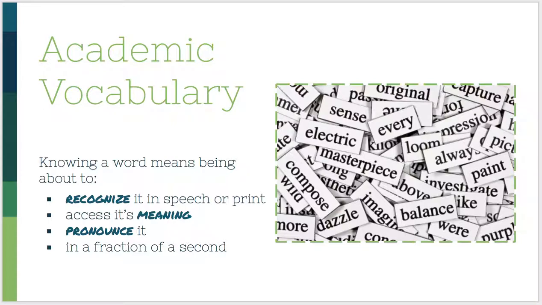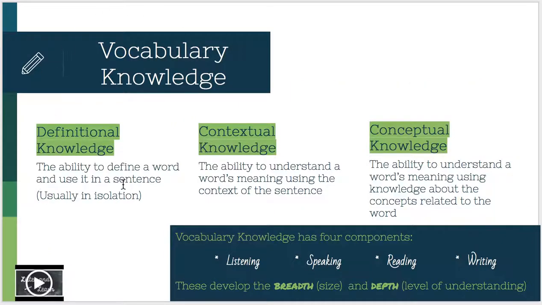We have different kinds of vocabulary, and one of the kinds of vocabulary we have is called our academic vocabulary. And that has 4 components. You can read through those. And then we're going to learn about the 3 parts of vocabulary knowledge. This podcast will explain this slide to you.